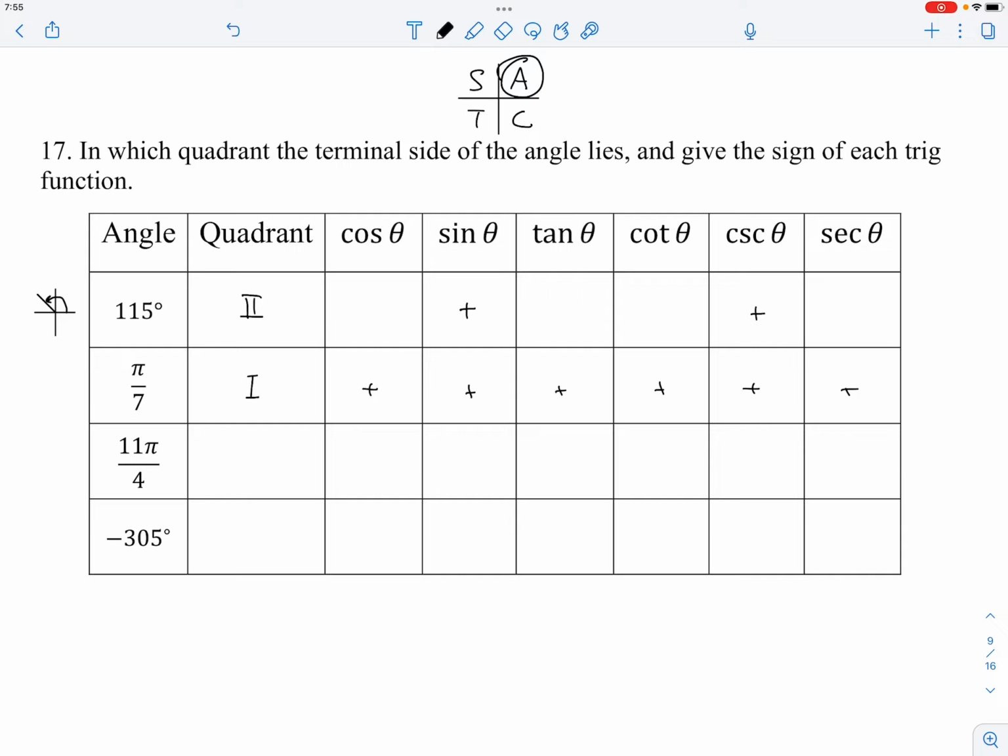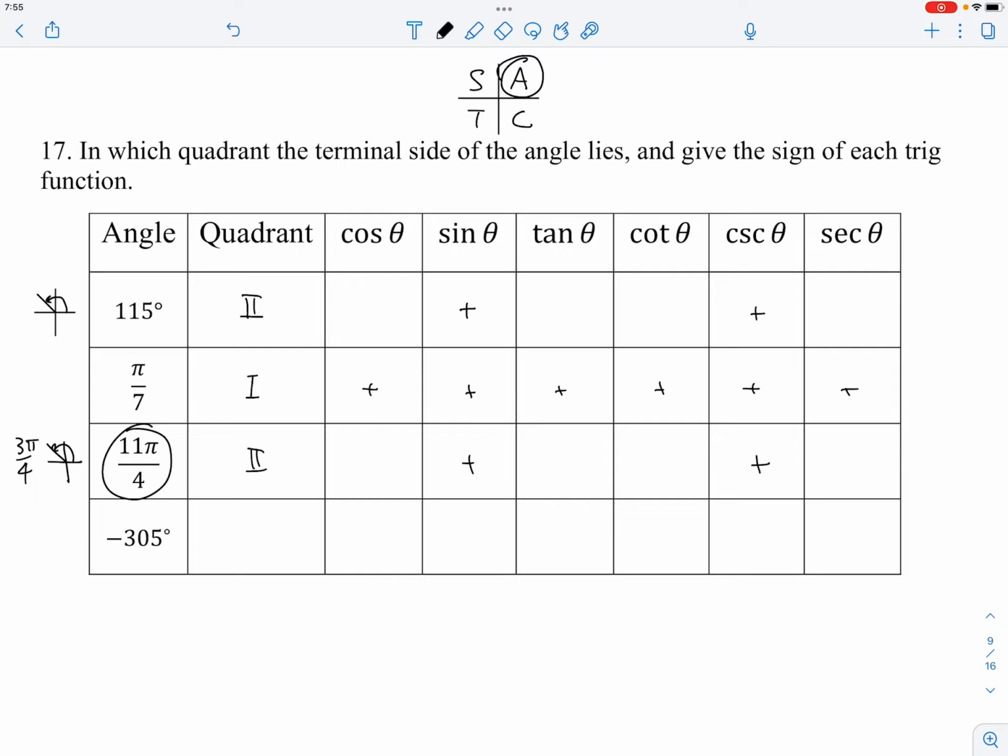11 pi over 4. This is actually a pretty big number because it's even bigger than 8 pi over 4, which is 2 pi, right? So we can actually reduce this number into 3 pi over 4 because if you take out 8 pi over 4, you just have 3 pi over 4. And 3 pi over 4 is right there in quadrant 2. That means sine theta and cosecant theta are both positive.